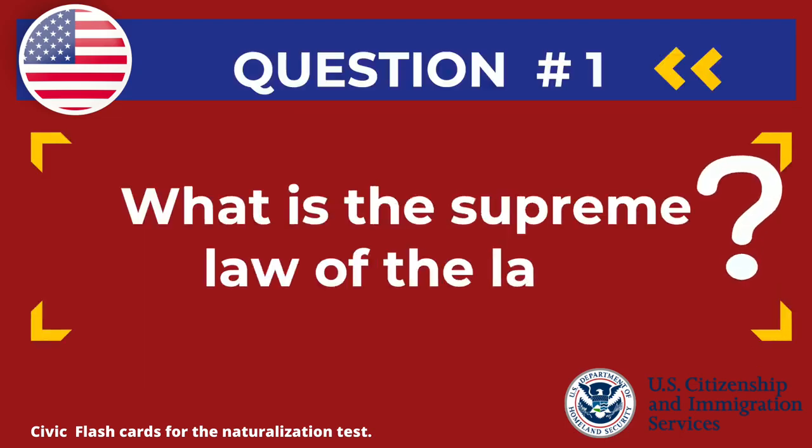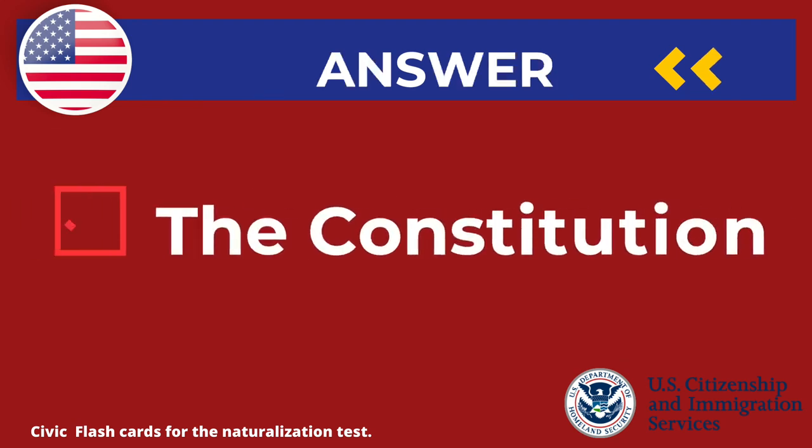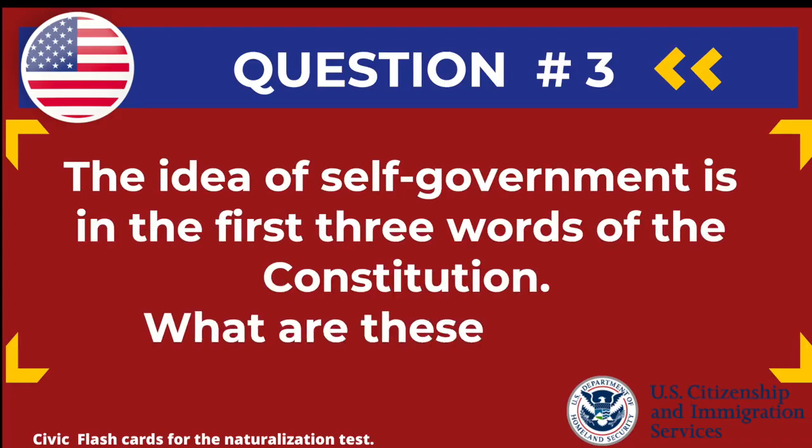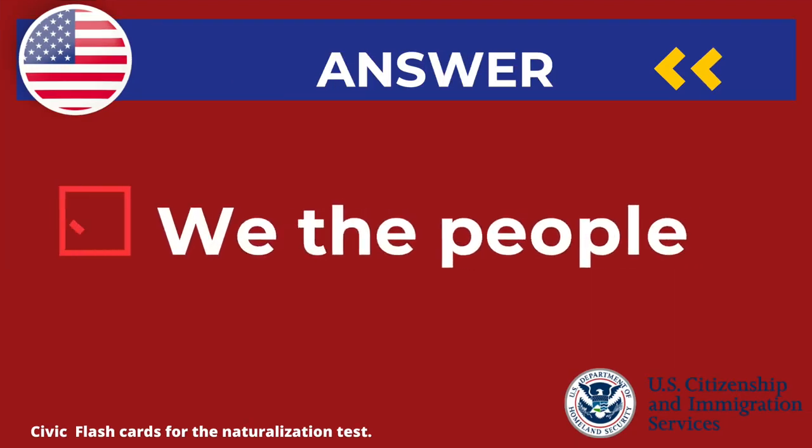What is the supreme law of the land? The Constitution. The idea of self-government is in the first 3 words of the Constitution. What are these words? We the people.